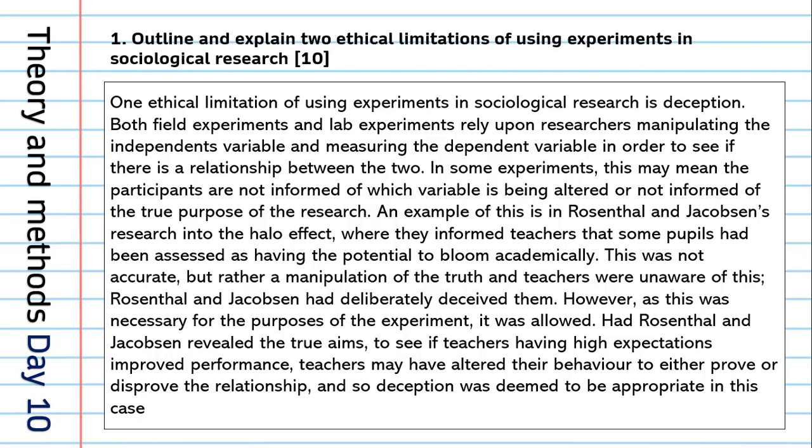An example of this is Rosenthal and Jacobson's research into the halo effect, where they informed teachers that some pupils had been assessed as having the potential to bloom academically. This was not accurate, but rather a manipulation of the truth, and teachers were unaware of this. Rosenthal and Jacobson had deliberately deceived them. However, as this was necessary for the purposes of the experiment, it was allowed. Had Rosenthal and Jacobson revealed the true aims, to see if teachers having high expectations improve performance, teachers may have altered their behaviour to prove or disprove the relationship, and so deception was deemed to be appropriate in this case.